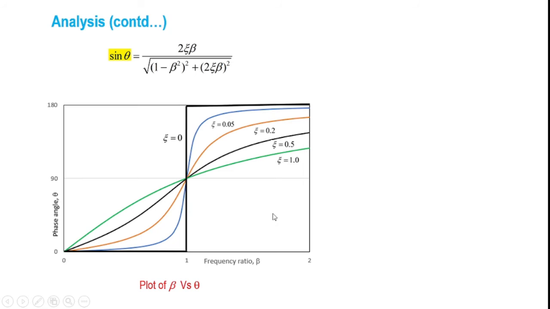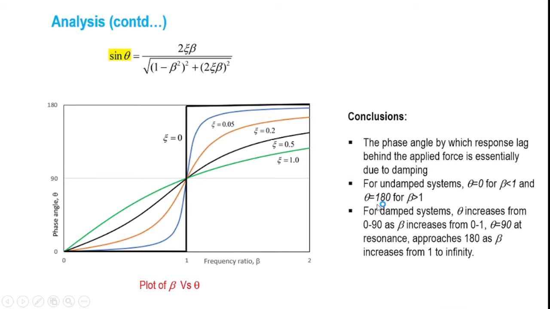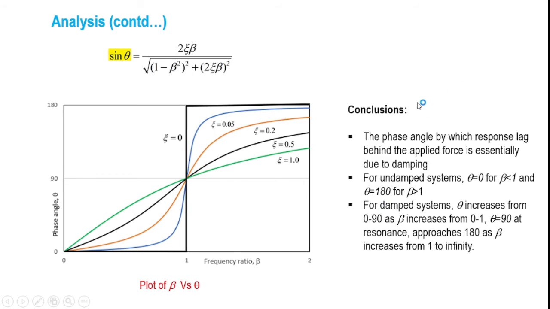So let us make some important conclusions from this plot. Here I have written some important conclusions. The phase angle by which the response lags behind the applied force is essentially due to damping. So this is very clear to us. We can see from these curves that damping has a very significant influence on the phase angle. Now let us consider two systems. One is the undamped system.